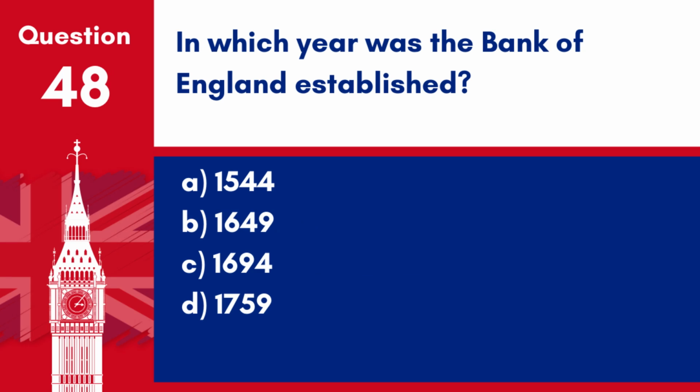Question 48. In which year was the Bank of England established? A. 1544. B. 1649. C. 1694. D. 1759. Answer. C. 1694. The Bank of England was established in 1694, making it one of the oldest central banks in the world.